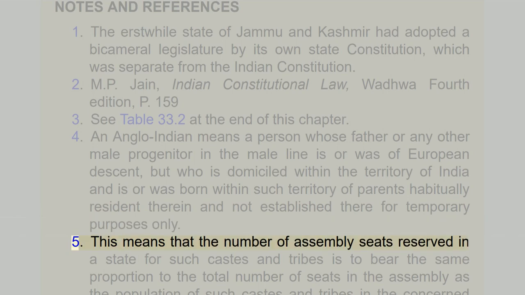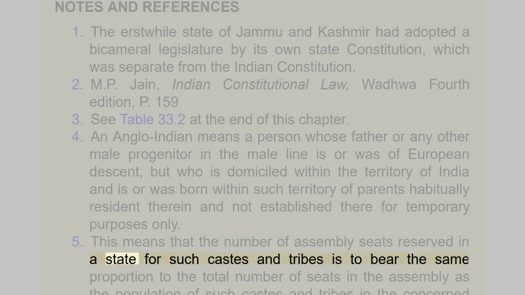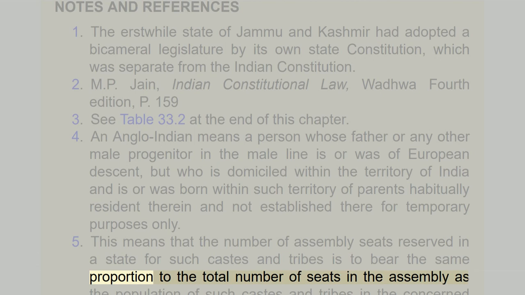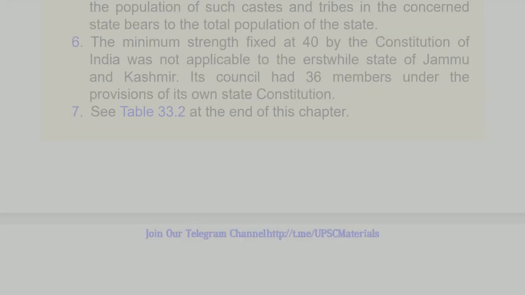5. This means that the number of assembly seats reserved in a state for such castes and tribes is to bear the same proportion to the total number of seats in the assembly as the population of such castes and tribes in the concerned state bears to the total population of the state.